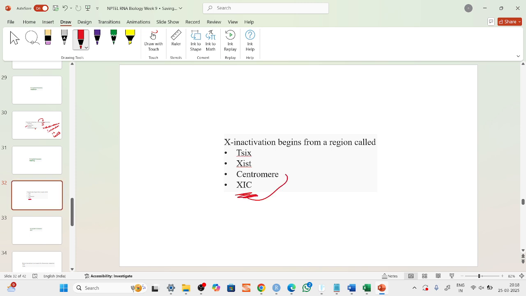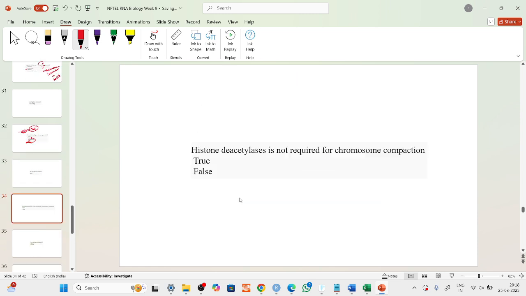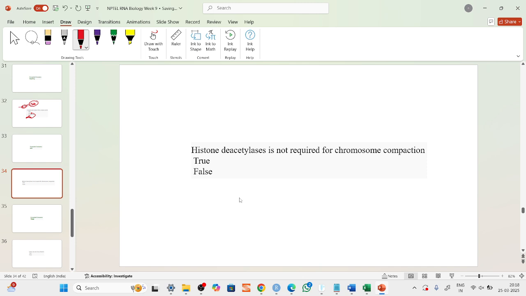In the X chromosome inactivation center, all the non-coding RNAs which are involved in X chromosome inactivation are present. If this is your chromosome, there is a dedicated locus which is meant for X chromosome inactivation, and this locus is known as the X chromosome inactivation center, where all the long non-coding RNAs which are involved in X chromosome inactivation are present. So the correct answer is XIC, X chromosome inactivation center. Now we'll do some true false.